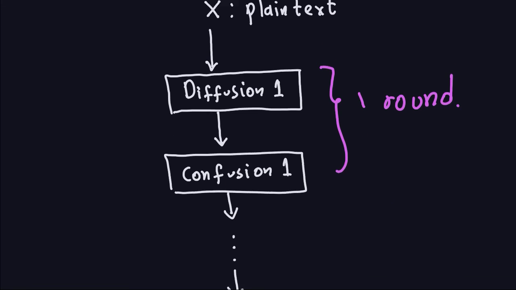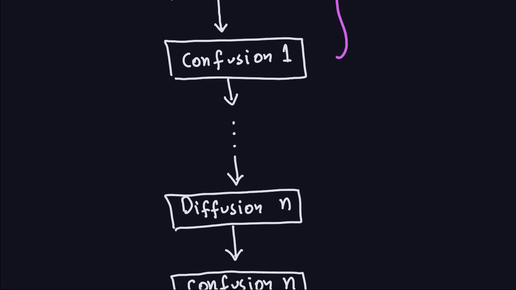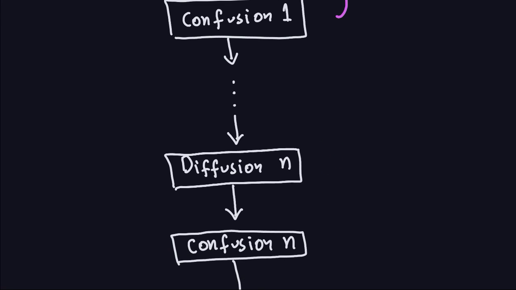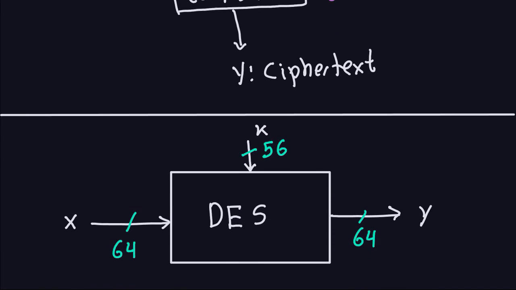And they will do it again. So they will do another diffusion, another confusion. So they will be diffusion 1, confusion 1, and then diffusion 2, confusion 2, and they will do several of them. So in general, they will do n rounds here. n denotes the number of rounds that you are going to apply, and this is the nth round. So a modern cipher will have that concatenation of operations: diffusion, confusion, diffusion, confusion. And then finally, at the end, you end up with your ciphertext, which is Y.